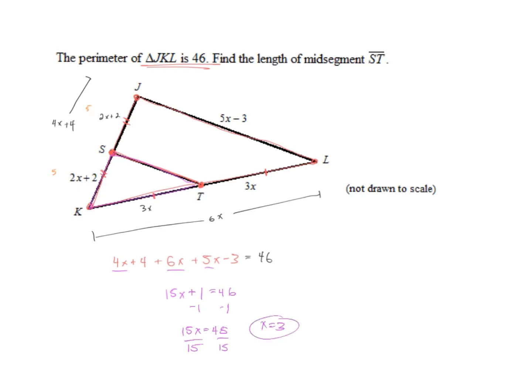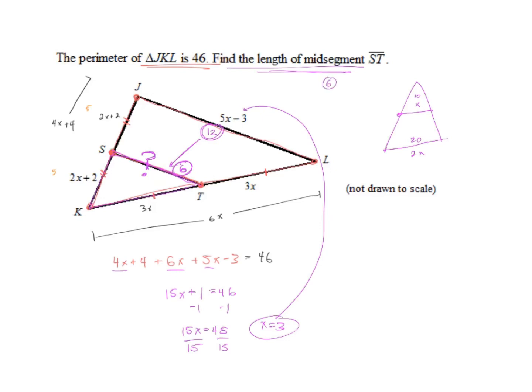And then always keep track of what they're asking for. They're asking for this mid-segment here. What is ST? That's what they're asking for in the question. Now, I know as a mid-segment, as a ratio, it's x to 2x, meaning if this is 10, this is going to be 20. So I can use my value for x and plug in here: 5 times 3 is 15, minus 3 is 12. If this is 12 here, then divide this by 2, and this would make this 6, and that would be my answer. The midsegment ST would be 6.